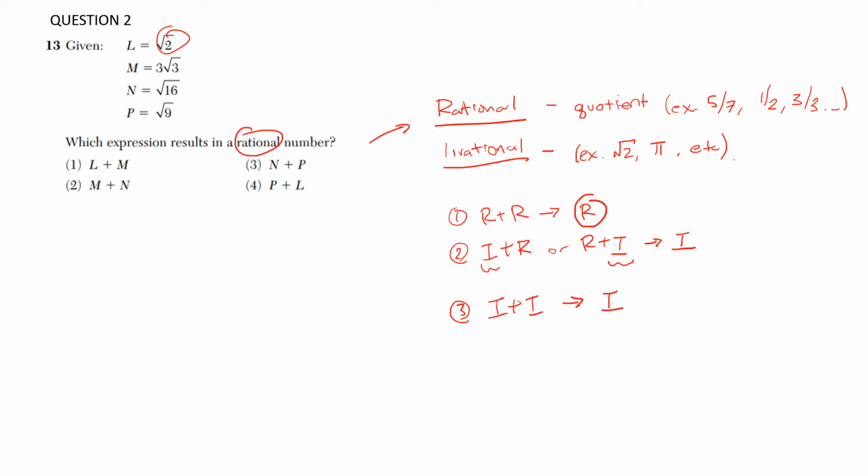So to get a rational number, because that's what the question is asking for, we want to add 2 rational numbers. We can very quickly just go through each one of these and see which one's rational and which one's irrational. So we know we could do these really quickly, because we know the square root of 16 is 4, we know that the square root of 9 is 3, and we know those are rational numbers. 4 you could write as 4 over 1, and 3 is 3 over 1. So I don't really have to look at the rest of these up here. I could just go ahead and pick N plus P, and that will be answer 3.